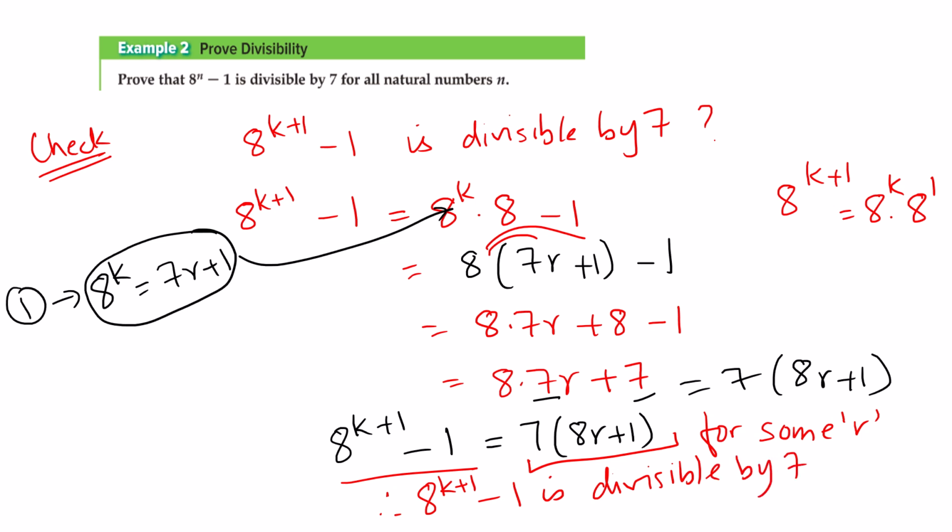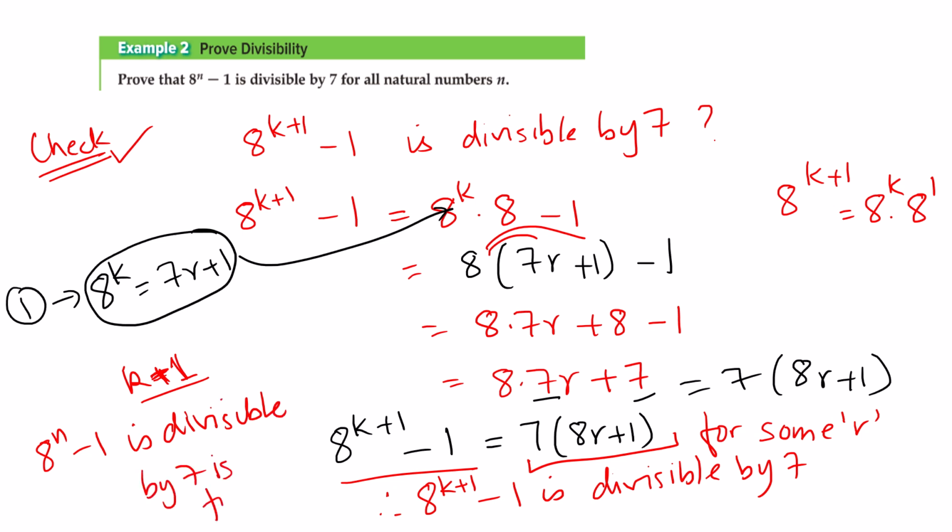How does it become divisible by 7? Because it's a multiple of 7. So yes, our answer has been proved. It has been checked. For what value? For k plus 1. So if I'm able to check for k plus 1, the conclusion and final answer is that by the principle of mathematical induction, the statement that 8^n minus 1 is divisible by 7 is true. So this is what mathematical induction is.